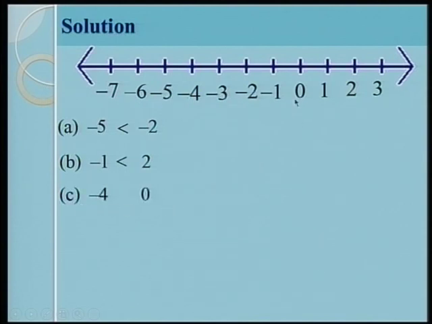Let's have a look at the part C. -4 is to the left of 0. So, -4 is less than 0. The part D, 3 is to the right of -5. Therefore, 3 will be greater than -5. -3 is to the right of -7. Therefore, -3 is greater than -7. 0 is to the right of -6, hence 0 is greater than -6.